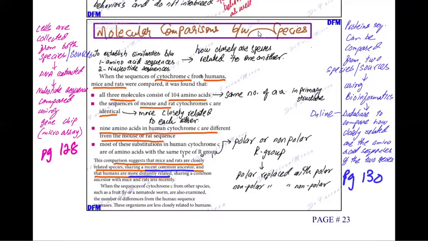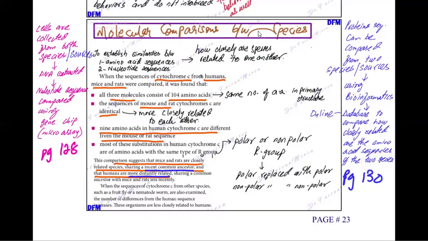When we are comparing molecular comparisons of different species or two sources, for example, if you are doing a comparison of amino acid sequences, we use a technique called bioinformatics. In bioinformatics, we use protein sequences and compare them from two different species or sources. Bioinformatics is an online database. It compares how closely related the amino acid sequences of two different species or two different sources are.